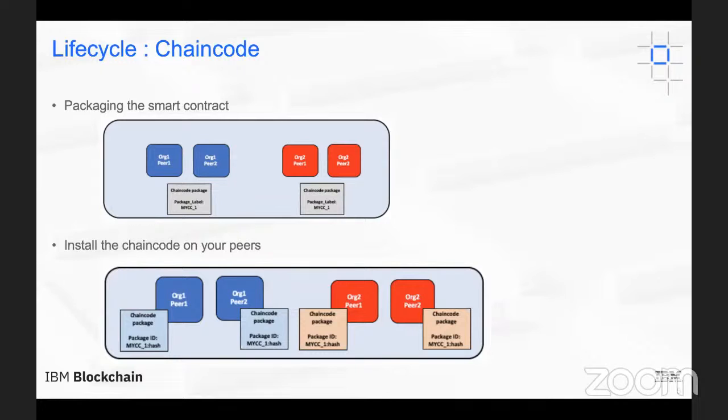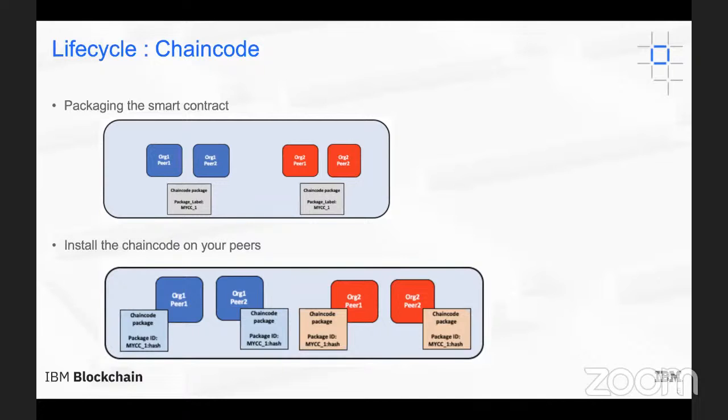You bundle all your smart contracts in packages, and then comes the second step, where you install your smart contract on your peers. In the first image that you see here, you have a network with two orgs, org1 and org2. Each org has two peers, peer 1, peer 2. So on a network, essentially there are four peers.